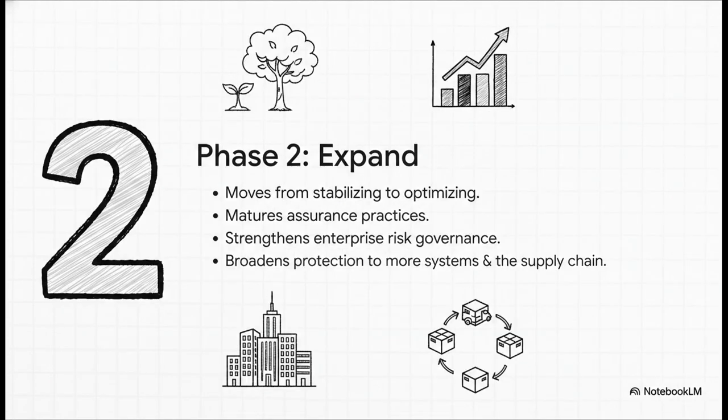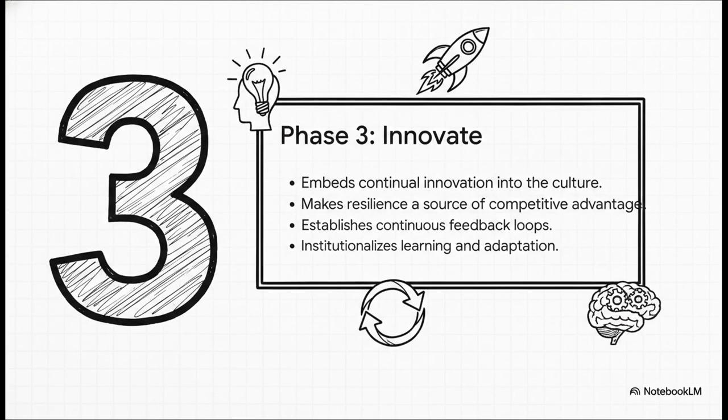All right, once you've got that stable foundation, you're ready for phase 2, expand. This is where you shift gears from just stabilizing to actually optimizing. You mature your assurance practices, which is really just a way of saying you're verifying that your controls are actually working. You strengthen governance across the whole organization, and you start broadening your protection to cover more systems and even your supply chain.